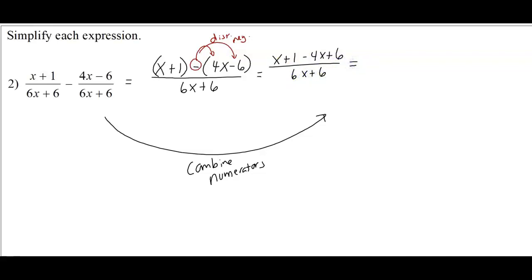And then by simplifying all that together, we have x minus 4x is negative 3x. 1 and 6 makes 7. And on the bottom, we have this. Okay, so we have now successfully combined the numerators.